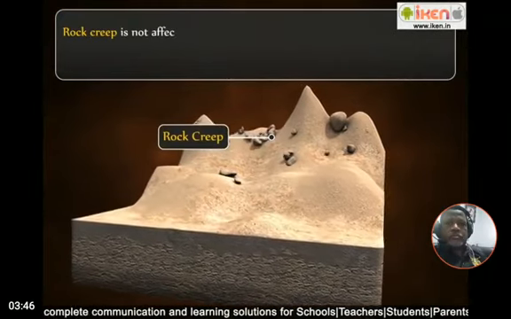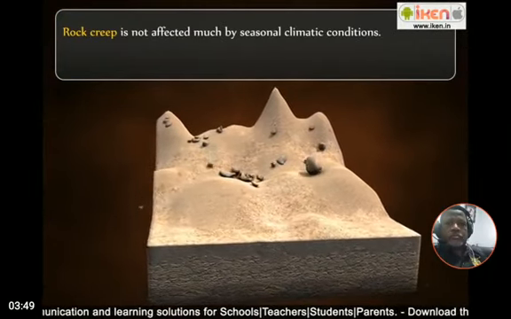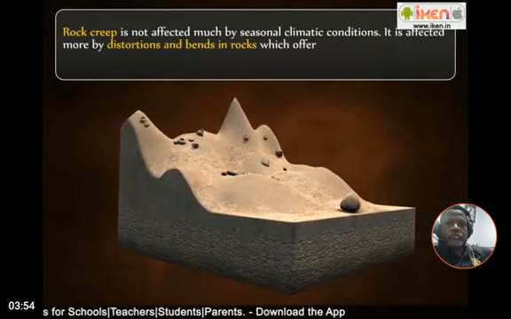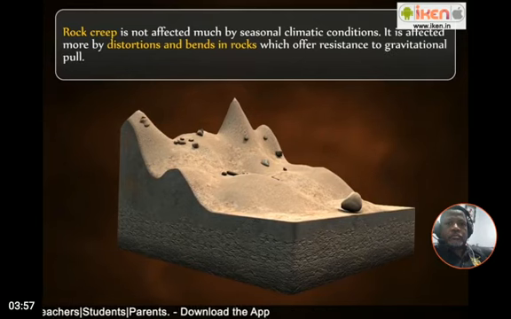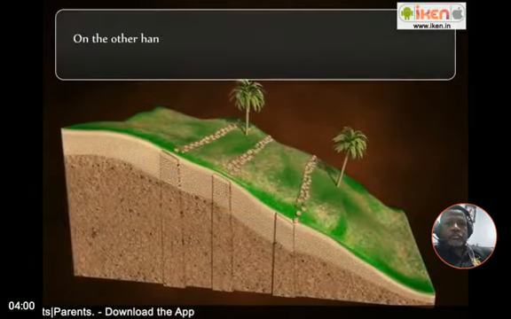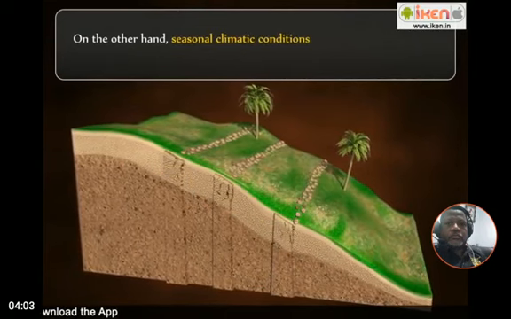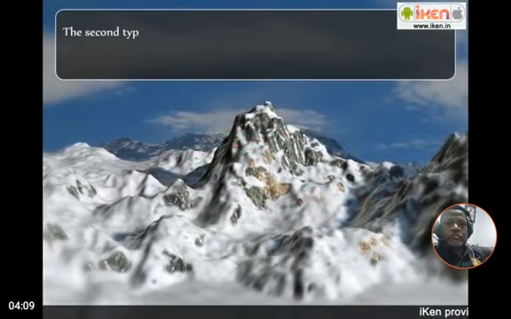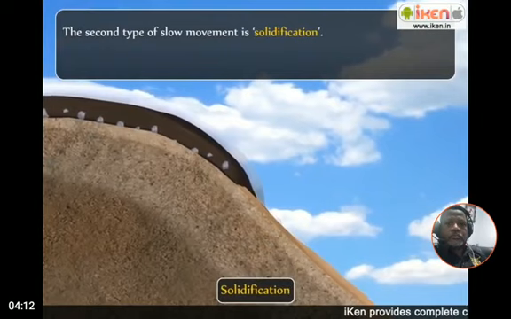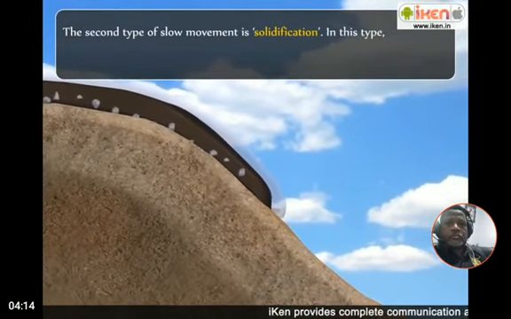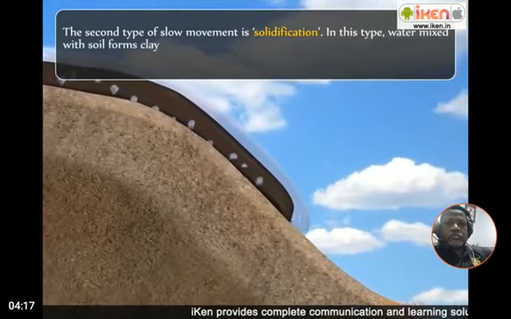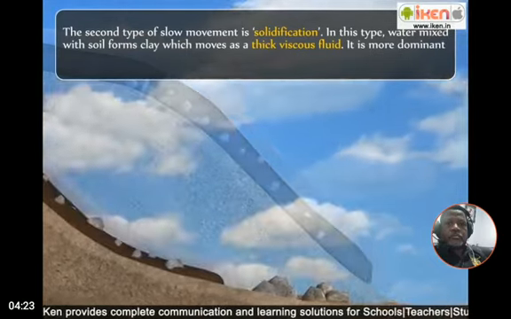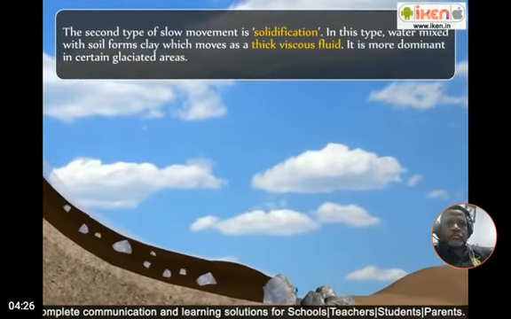Rock creep is not affected much by seasonal climatic conditions. It is affected more by distortions and bends in rocks, which offer resistance to gravitational pull. On the other hand, seasonal climatic conditions play an important role in soil creep. The second type of slow movement is solifluction. In this type, water mixed with soil forms clay, which moves as a thick viscous fluid. It is more dominant in certain glaciated areas.